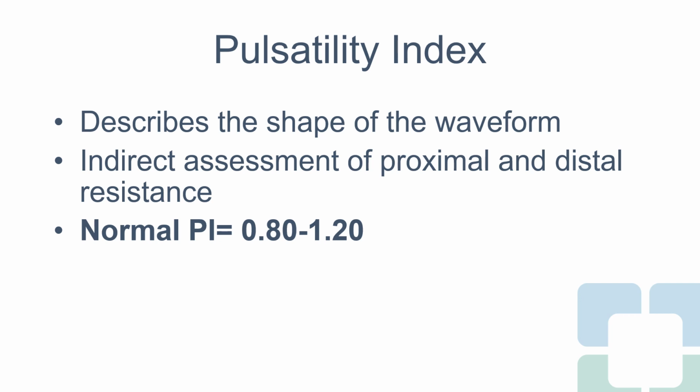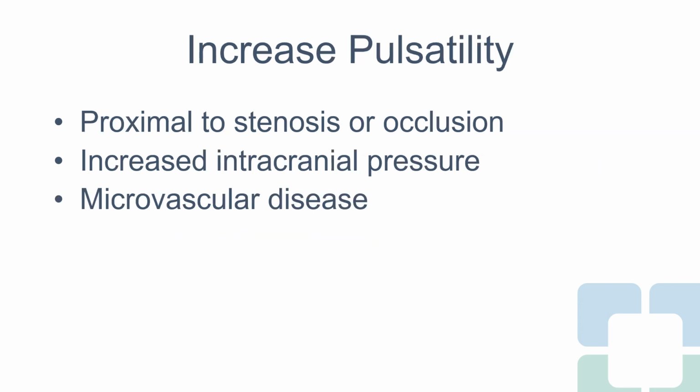This describes the shape of the waveform. It's an indirect assessment of the proximal and distal resistance. A normal pulsatility index is 0.8 to 1.2. When you see increased pulsatility, this could be proximal to a stenosis or occlusion. It can be seen in increased intracranial pressure and in microvascular disease.